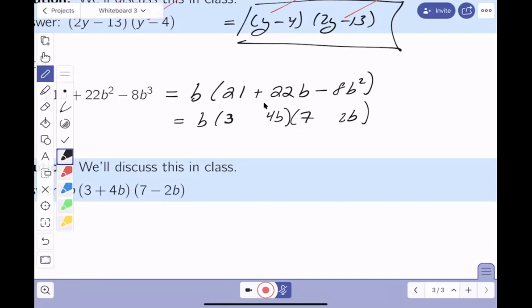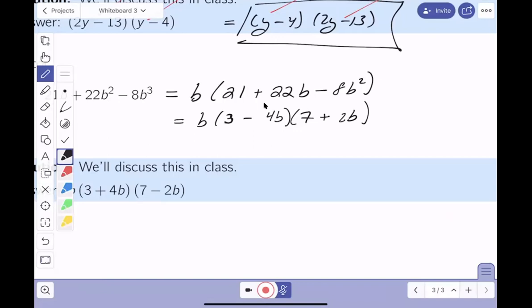Let me just talk about it again. 3 times 7 is 21. 3 times 2 is 6. 4 times 7 is 28. 6 and 28 do differ by 22, by the way. Let's try some signs. Who knows? Maybe we'll get it. Maybe we won't get it.